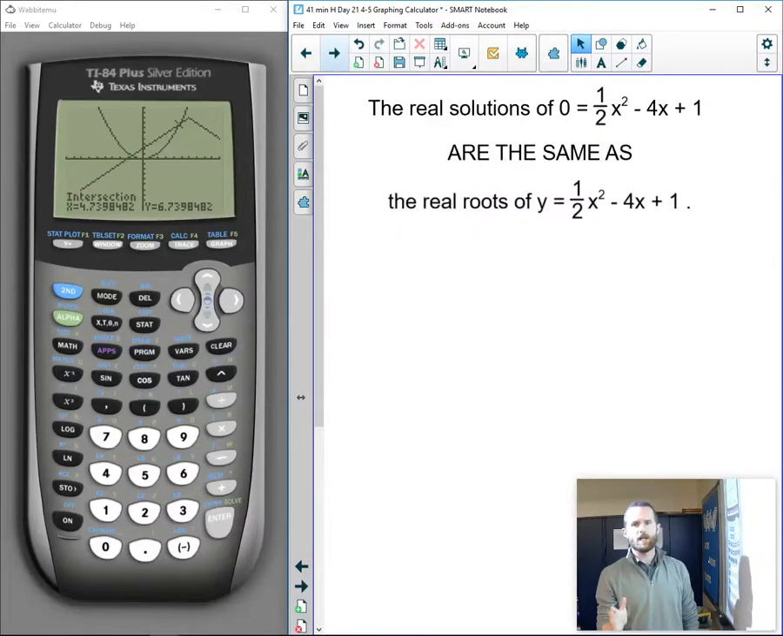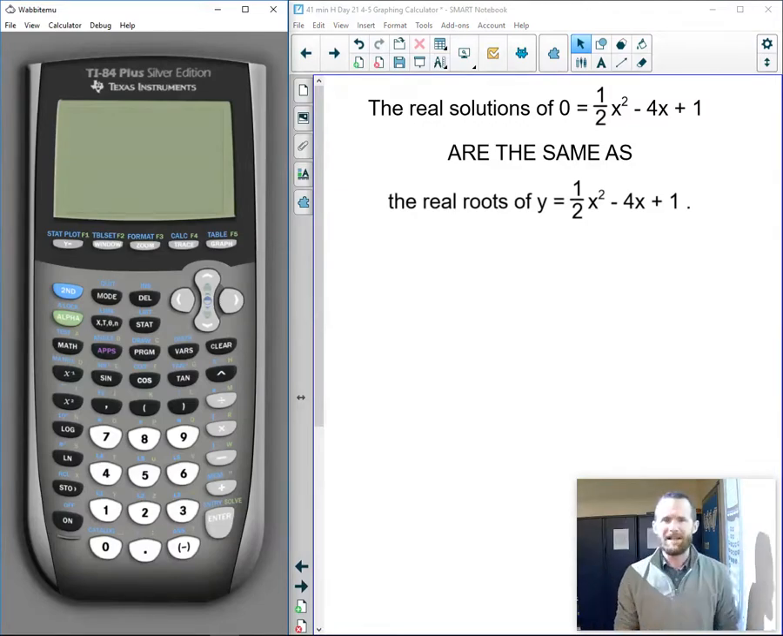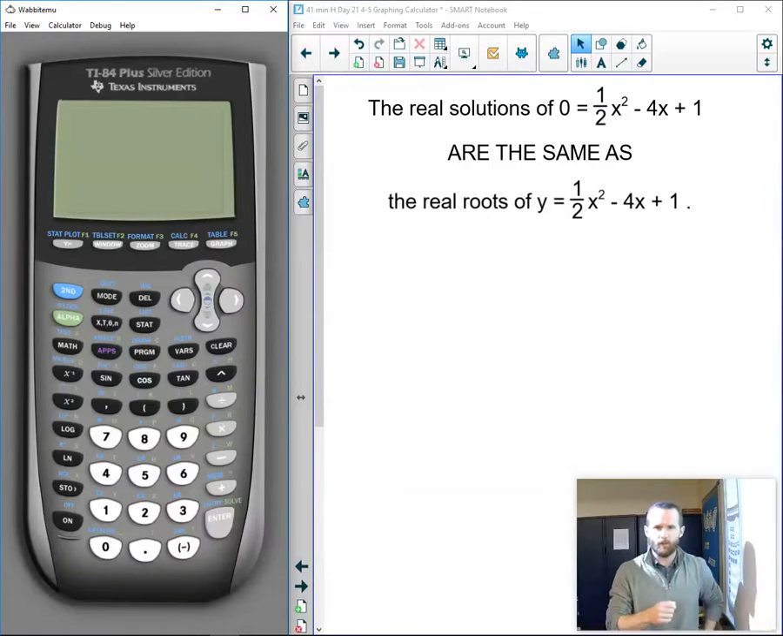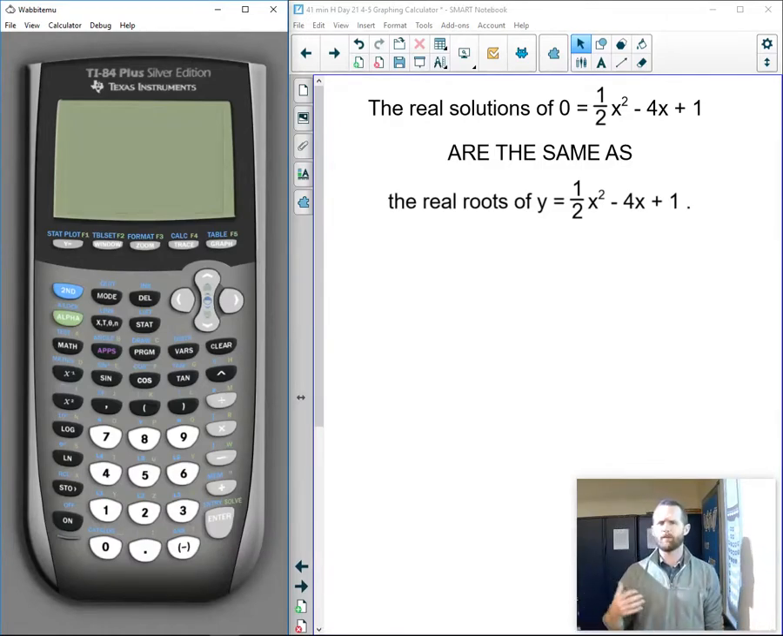Now here's the key to solving by a graphing calculator. I'm going to turn this off just so it's not distracting me. This is the key. It's the most important thing to write down. The real solutions of 0 equals 1/2 x squared minus 4x plus 1 are the same as the real roots of y equals 1/2 x squared minus 4x plus 1. So in this sentence, there are really two main sections. There's the first half and the second half, and they're almost identical. It's saying the real solutions of 0 equals 1/2 x squared minus 4x plus 1 are the same as the real roots of y equals 1/2 x squared minus 4x plus 1.